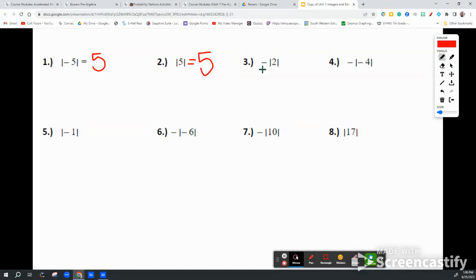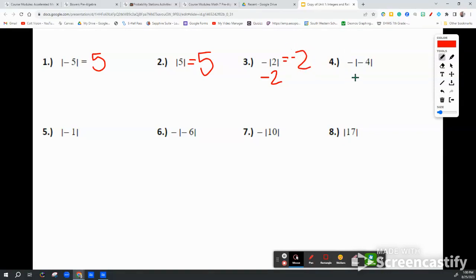Whereas number 3, it's saying the opposite of the absolute value of 2. So the absolute value of 2 is just 2. And I'm going to take the opposite of that, so it's -2. So this could be simplified to just -2.